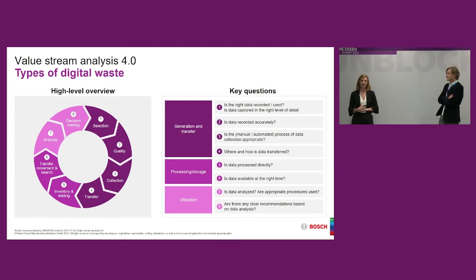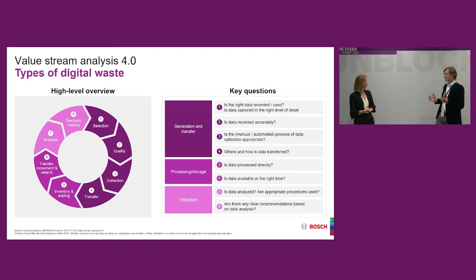So is data recorded in the right way? Is it processed in the right way? Is it recorded manually or automatically? If it's done manually, it's more likely for human mistakes than in an automatic way. Is data processed directly, or is there any media breakage in communicating systems with each other? So these are all the new types of digital waste that can be identified by digital value stream mapping.